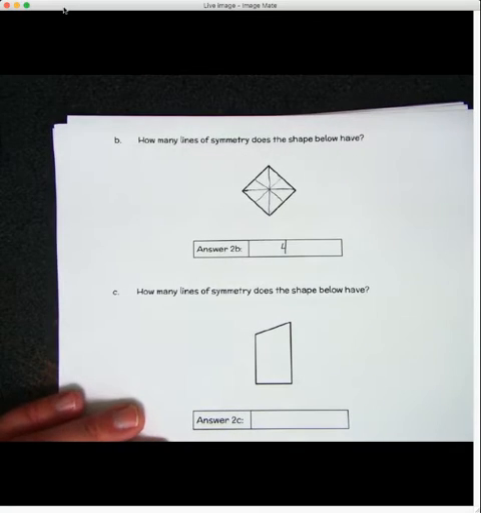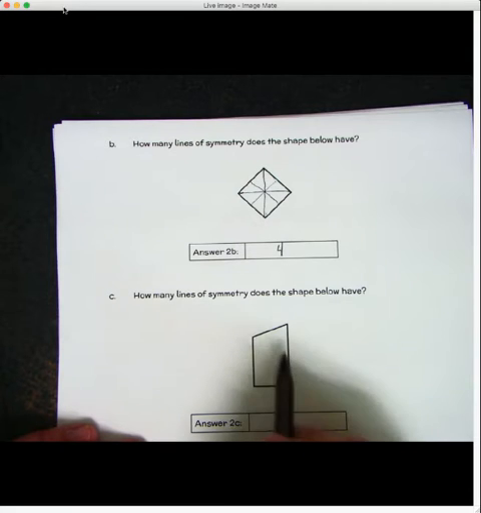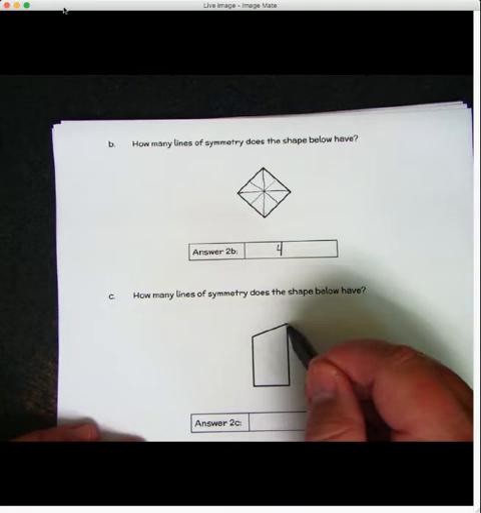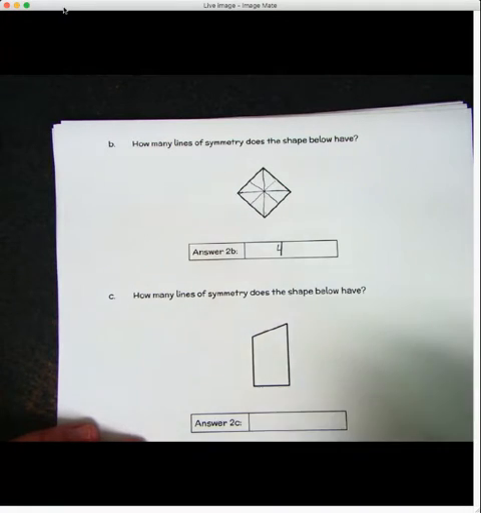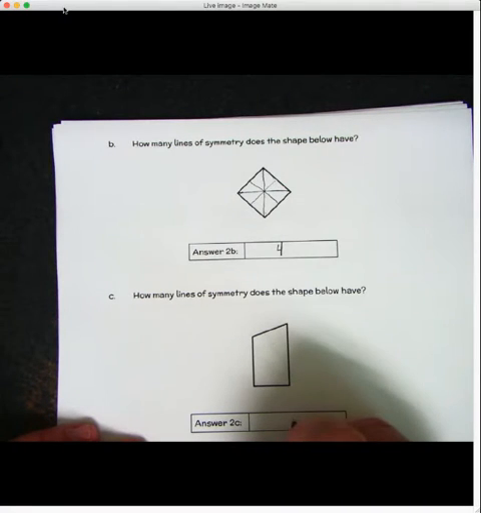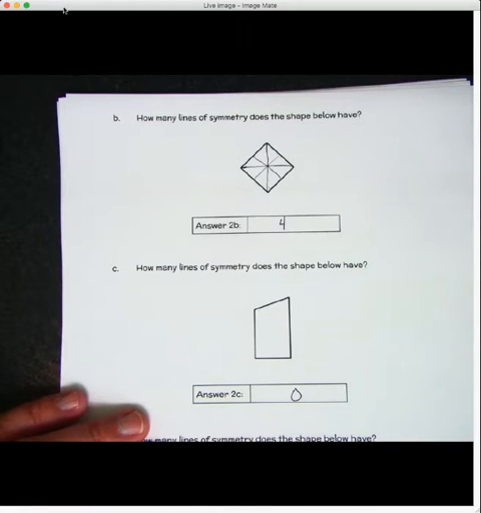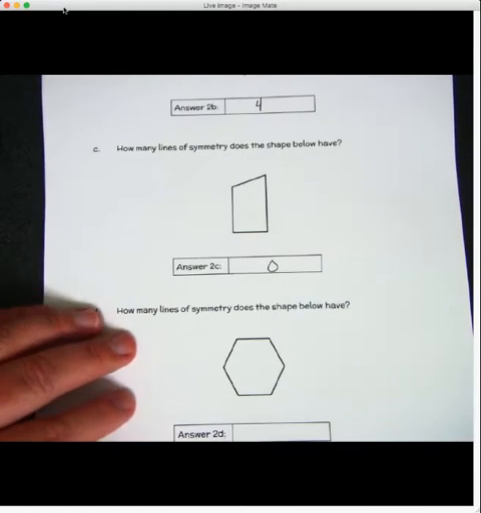Okay, look at C here. How many lines of symmetry does this shape below have? Okay, I draw a cross. That's not going to work. Corner to corner is not going to work. Up and down is not going to work. That one has no lines of symmetry. 0 lines of symmetry.